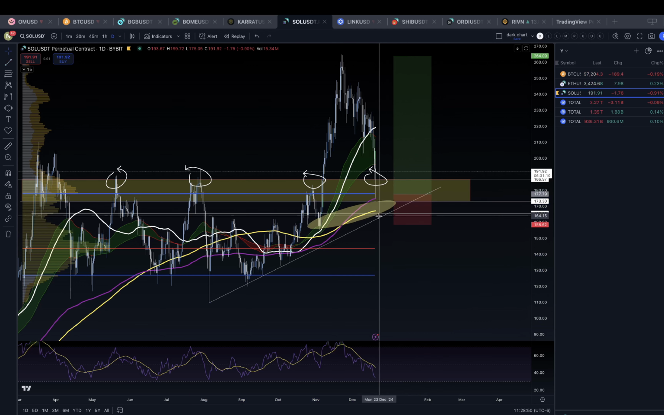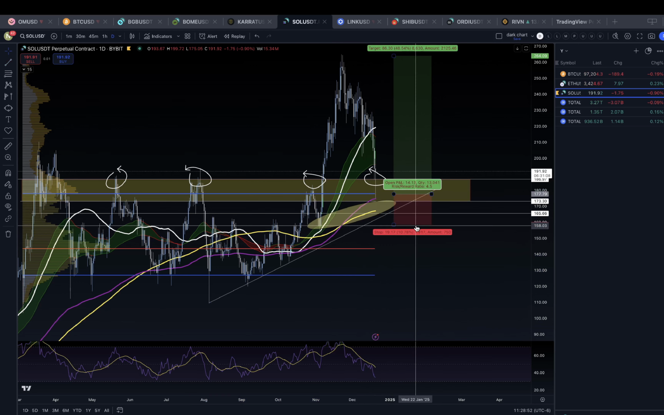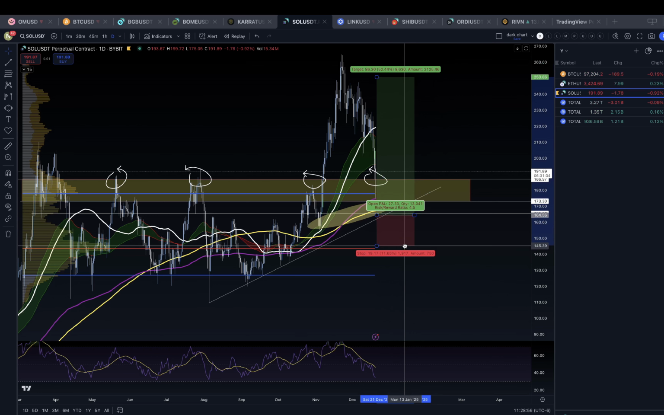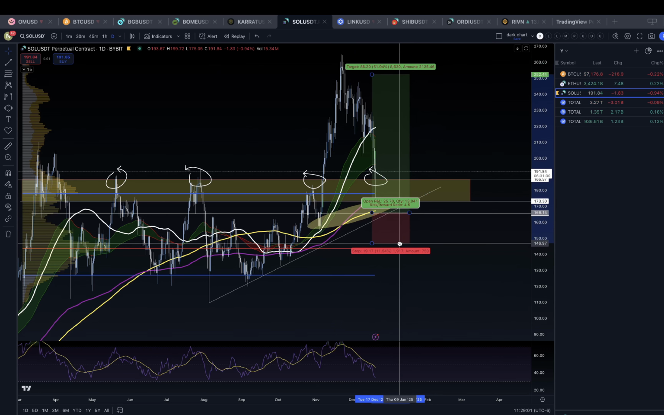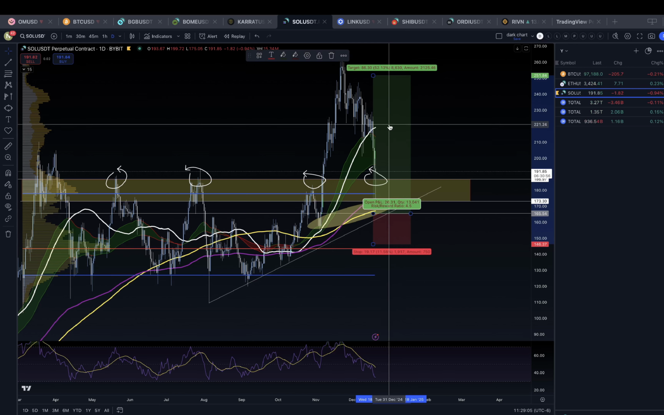So another stab down. Since I missed this long, I wouldn't be looking to take an SFP long necessarily, but if I got an opportunity maybe around 166 or so, I would look to take that.